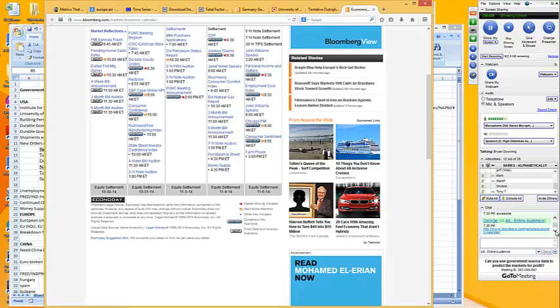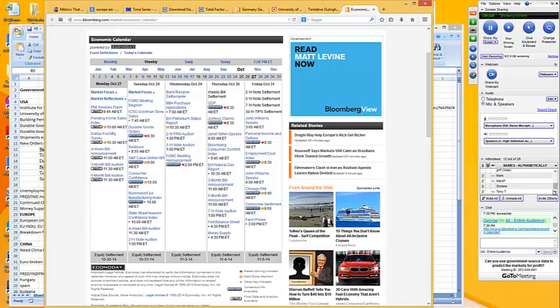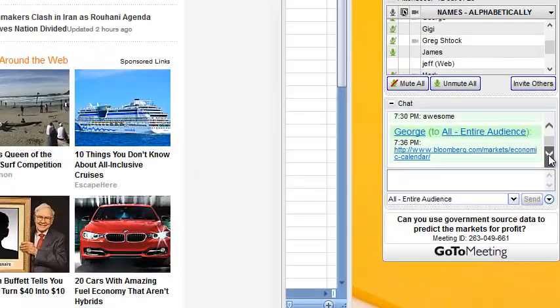Anybody else got any little tidbits and nuggets that they could share? Anybody? Or we covered everything? I think these calendars are really good. Does anybody use these sort of things?